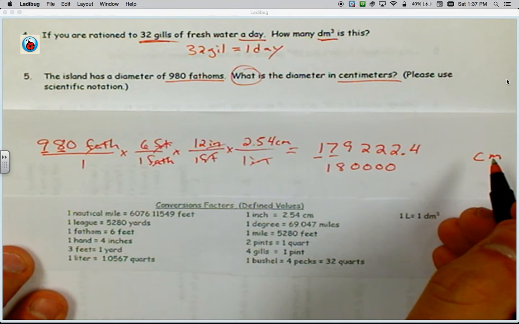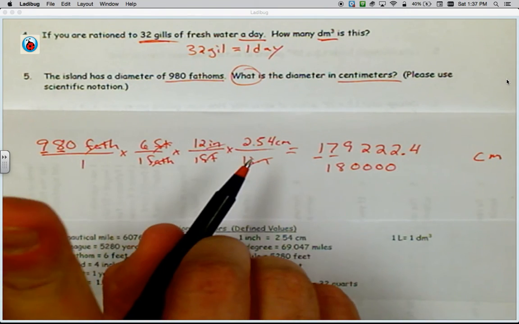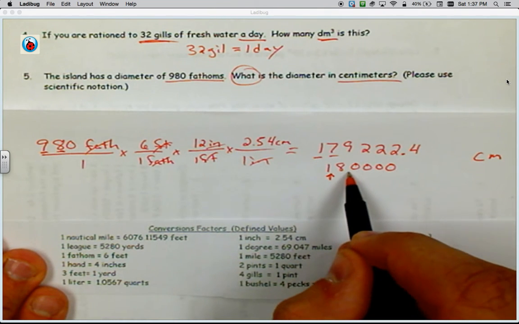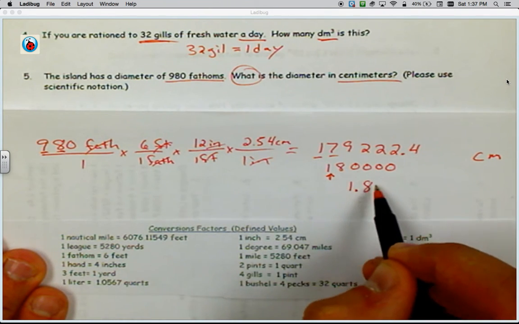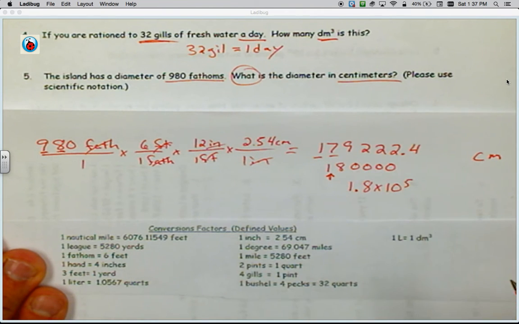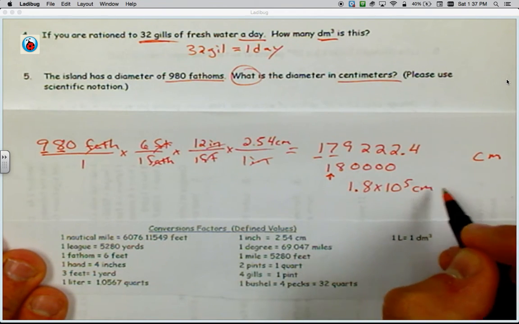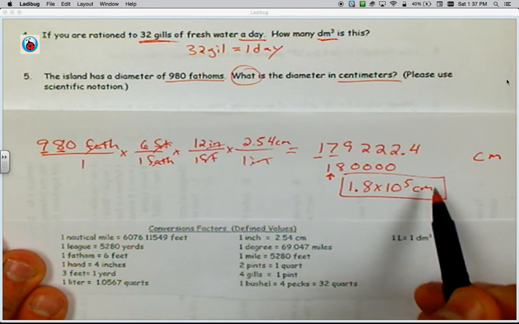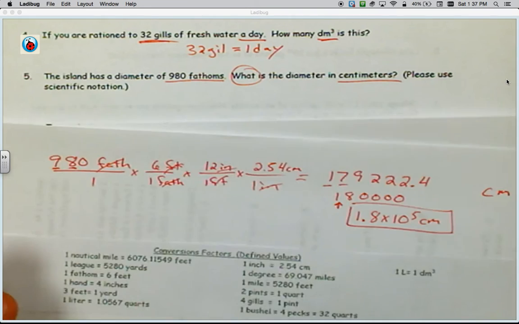And now, scientific notation. For scientific notation, we want one number in front of the decimal point, which is going to be between the 1 and the 8. 1, 2, 3, 4, 5. We moved 5 times. 1.8 times 10 to the 5th centimeters. That makes sense. Centimeters, it's a small unit of measure, which means it's going to be a lot of centimeters.